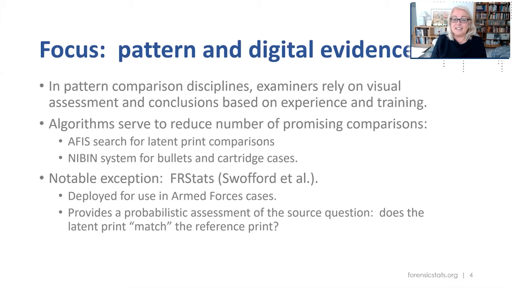So there are algorithms that are already in use in pattern comparison disciplines. For example, any latent print analyst, I'm sure, has done a database search using some sort of an algorithm. And firearms examiners use an IBIS system for cartridge cases and bullets. These types of algorithms actually don't provide an assessment of similarity. What they do is they help the examiner reduce the number of comparisons the examiner needs to make by providing the examiner with promising potential matches, if you will. So, reducing the number of comparisons by just providing the examiner with a reduced set of comparisons to be made.